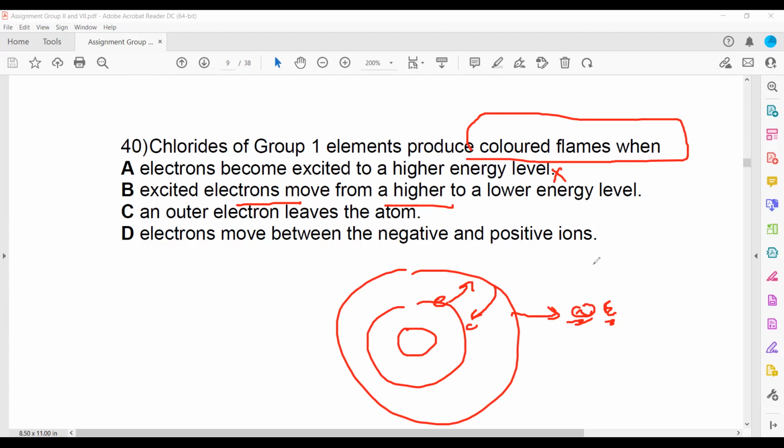color. If the energy released is not in the visible range, then there's no specific color, like magnesium and aluminum, which have no flame color. So the excited electron moving from a higher level to a lower level is responsible for the flame color. So B will be the right answer.